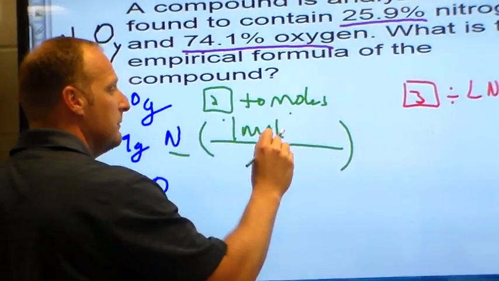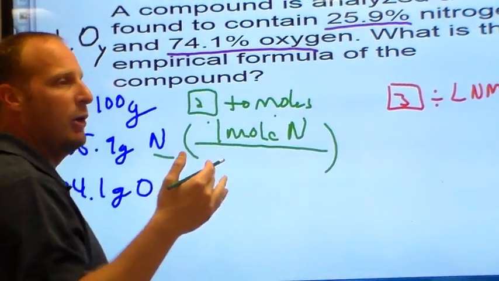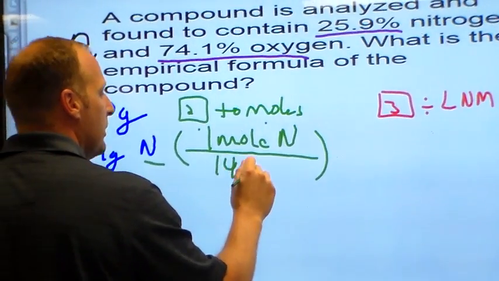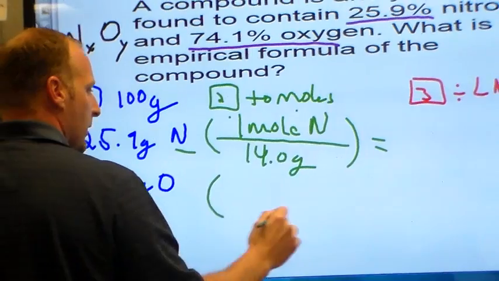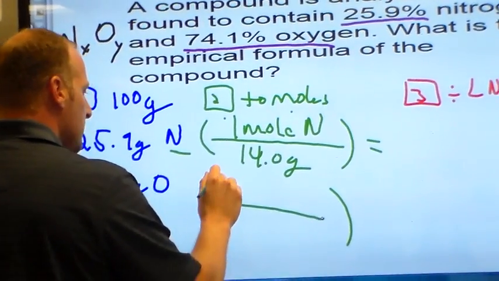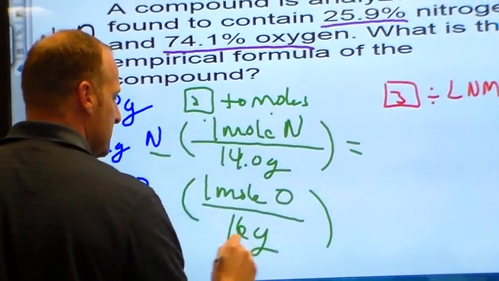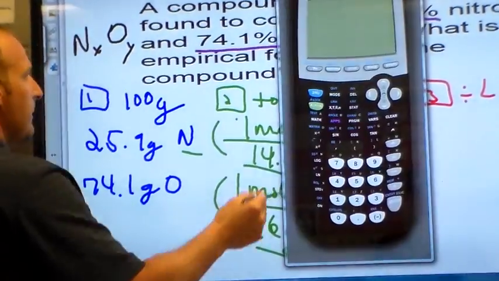So 1 mole in. A good way to check on the test is to say, I want to go to moles, so what am I going to divide by, the special number? All right, so this would be 14.0 grams. And then here we have 74.1 grams of oxygen. So we want 1 mole of oxygen over 16 grams. Now where did I get these numbers? I got them from the periodic table.